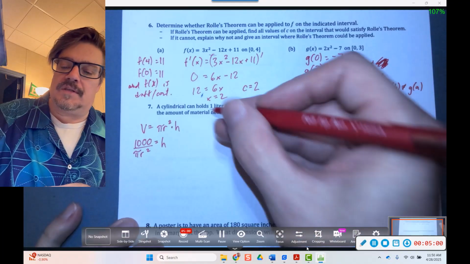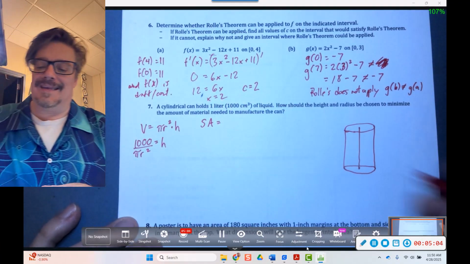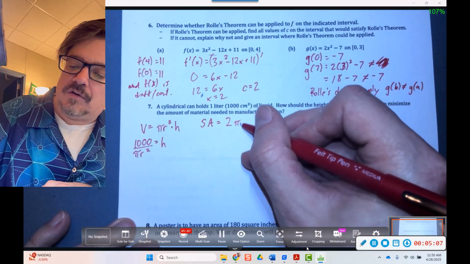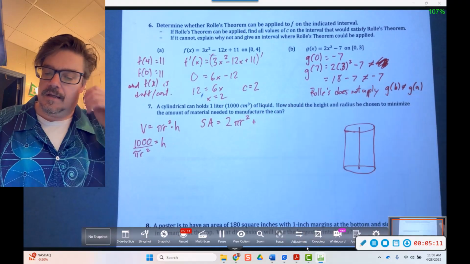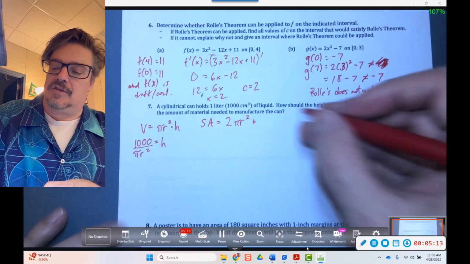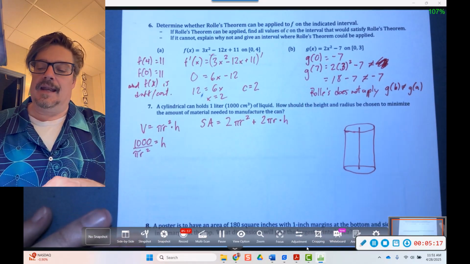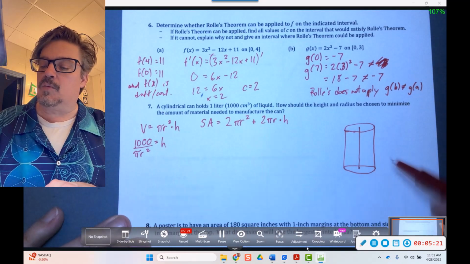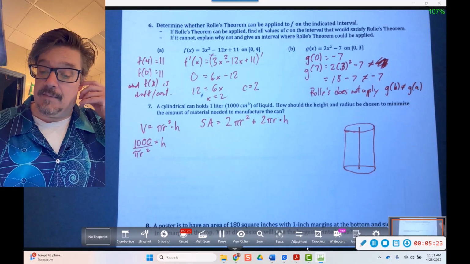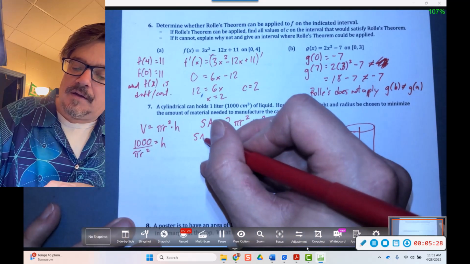So now when we go to the surface area, the surface area is 2 of those circles' area, plus the circumference of that circle times the height. Not pi r squared, that would be the area. We just want basically the label of the can. So surface area equals this.